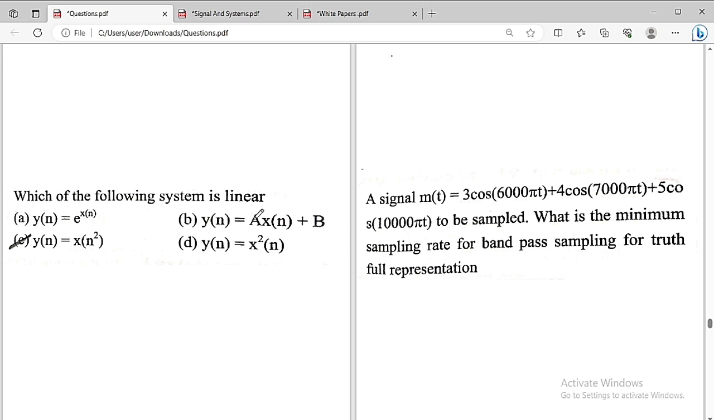So option A, y of n is equal to e to the power of x of n. Option B, y of n is equal to a into x of n plus b, option C, y of n is equal to x of n square, and option D, y of n is equal to x square of n. Option C is the correct solution of this question. So option C is the only linear system, whereas option A, option B, and option D are non-linear systems. So let us discuss each and everything in a very detailed manner.